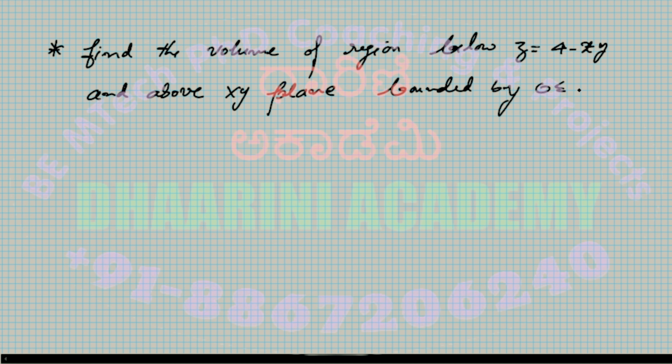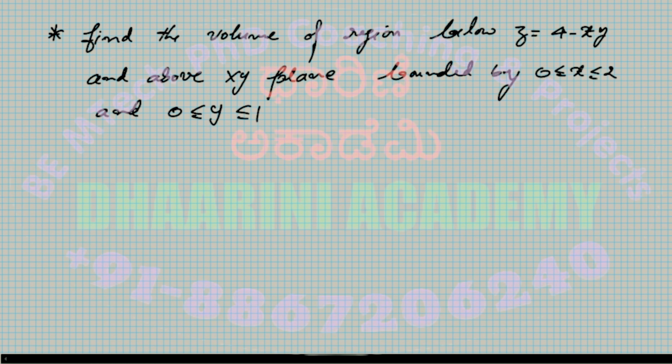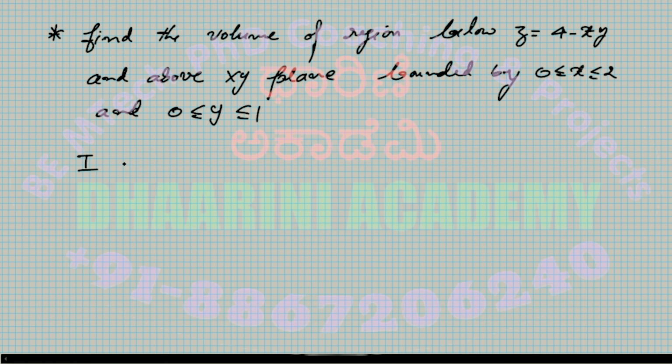0 less than or equal to x less than or equal to 2, and 0 less than or equal to y less than or equal to 1. Almost everything is given in a straightforward fashion. So can you guess where it is? Below z equal to something means the upper value of z is given, and above the xy plane means the minimum value of z is given. The other values, x and y, are directly given.